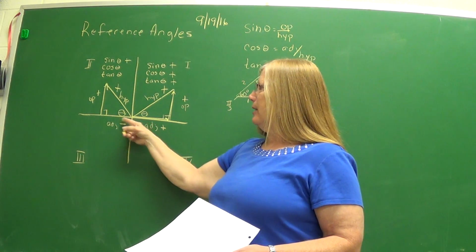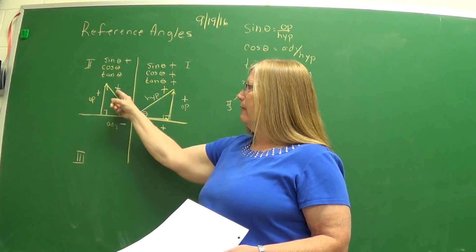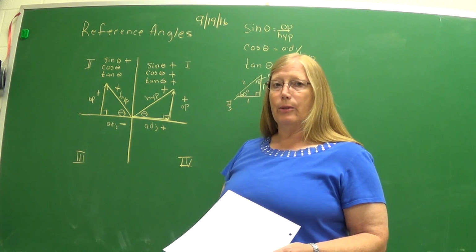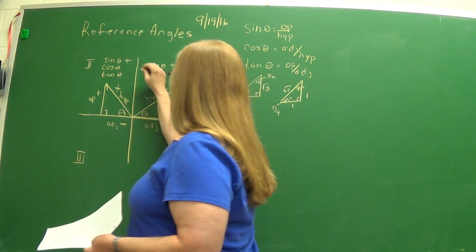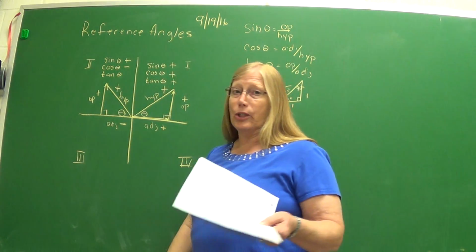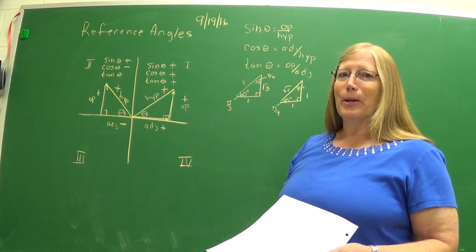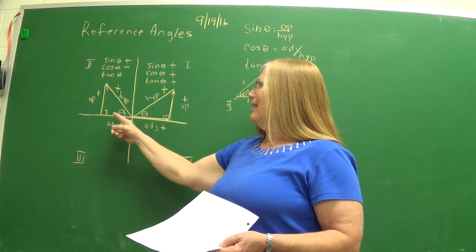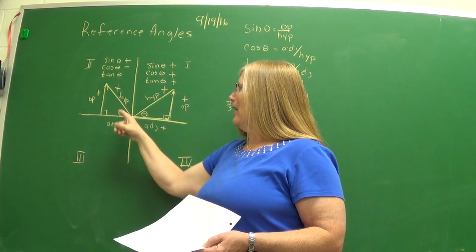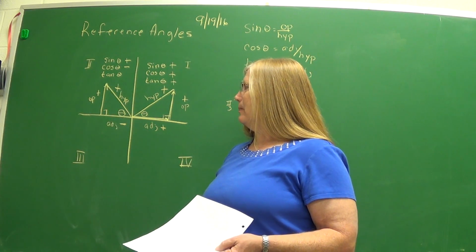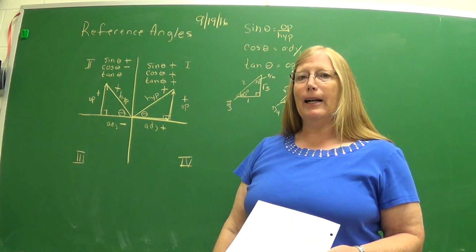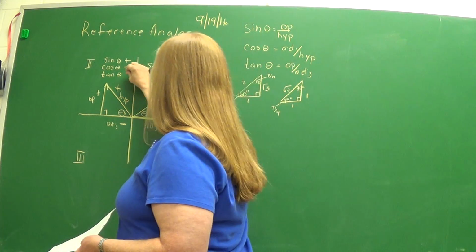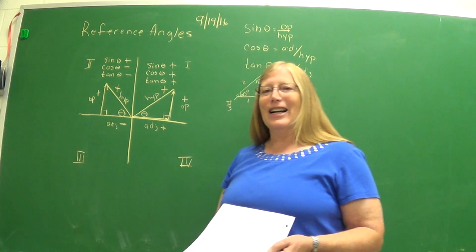Cosine, however, went adjacent, which went negative, divided by hypotenuse positive. So we do find a negative here. I told you it was getting interesting. What about tangent? Tangent is side opposite divided by adjacent. So we have a positive divided by a negative. Another negative. Whoa. All right.